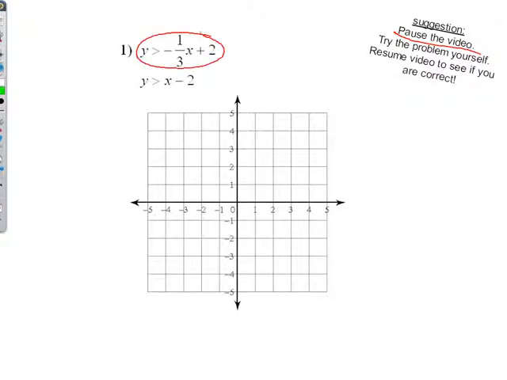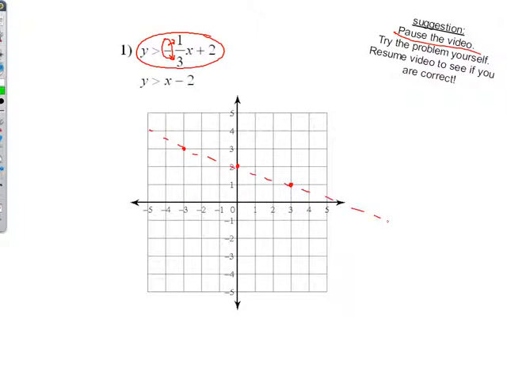Starting with this top one, it's already in slope-intercept form, so I'm starting up at 2. I'm going down 1 over 3. Why did I go down 1? Because of this negative. You might say, does it go with this one or with this one? It really goes with one or the other. So I could have gone up 1 and then left 3 because of the negative I put with the 3, the denominator. All right, and I'm going to do a dotted line.